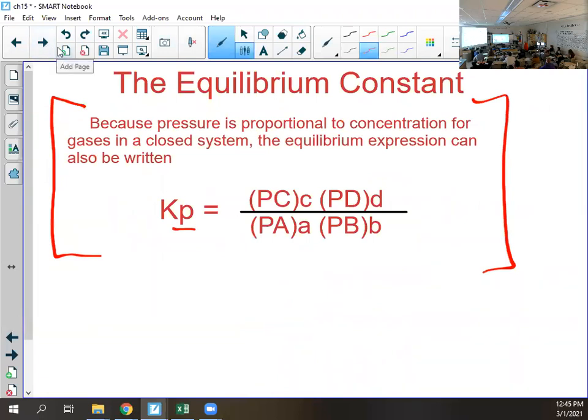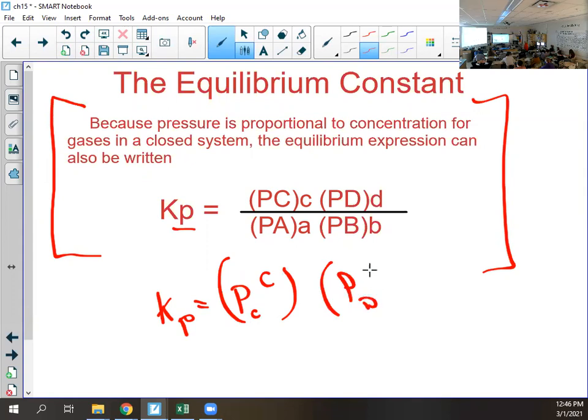Okay, now, because pressure is proportional to concentration for gases in a closed system, the equilibrium expression can also be written in terms of P. It looks weird, but it's the pressure of C raised to the coefficient C. This is ugly. You with me? You just take the atmospheres and put them in here and raise them to their exponents. That C should be on the outside.